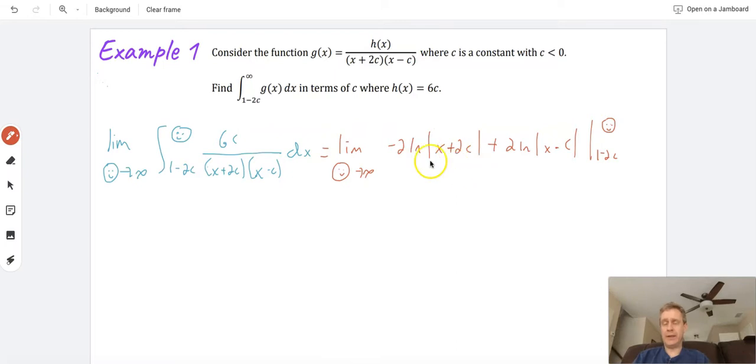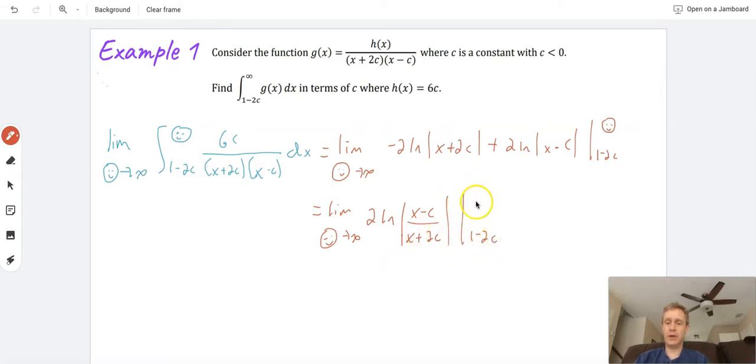But now, as I'm looking at this, one of the things that's going to happen here is that we're going to ultimately have to plug in infinity for Mr. Smiley Face, which is going to go into these x's. And the problem is that essentially both of these arguments are going to be infinity. And the natural log of infinity is infinity. So to help with evaluating all of this, before I just plug in my limits of integration here, I'm going to combine these two natural logs into a single log of a fraction, with this argument of x minus c over this argument here of x plus 2c.